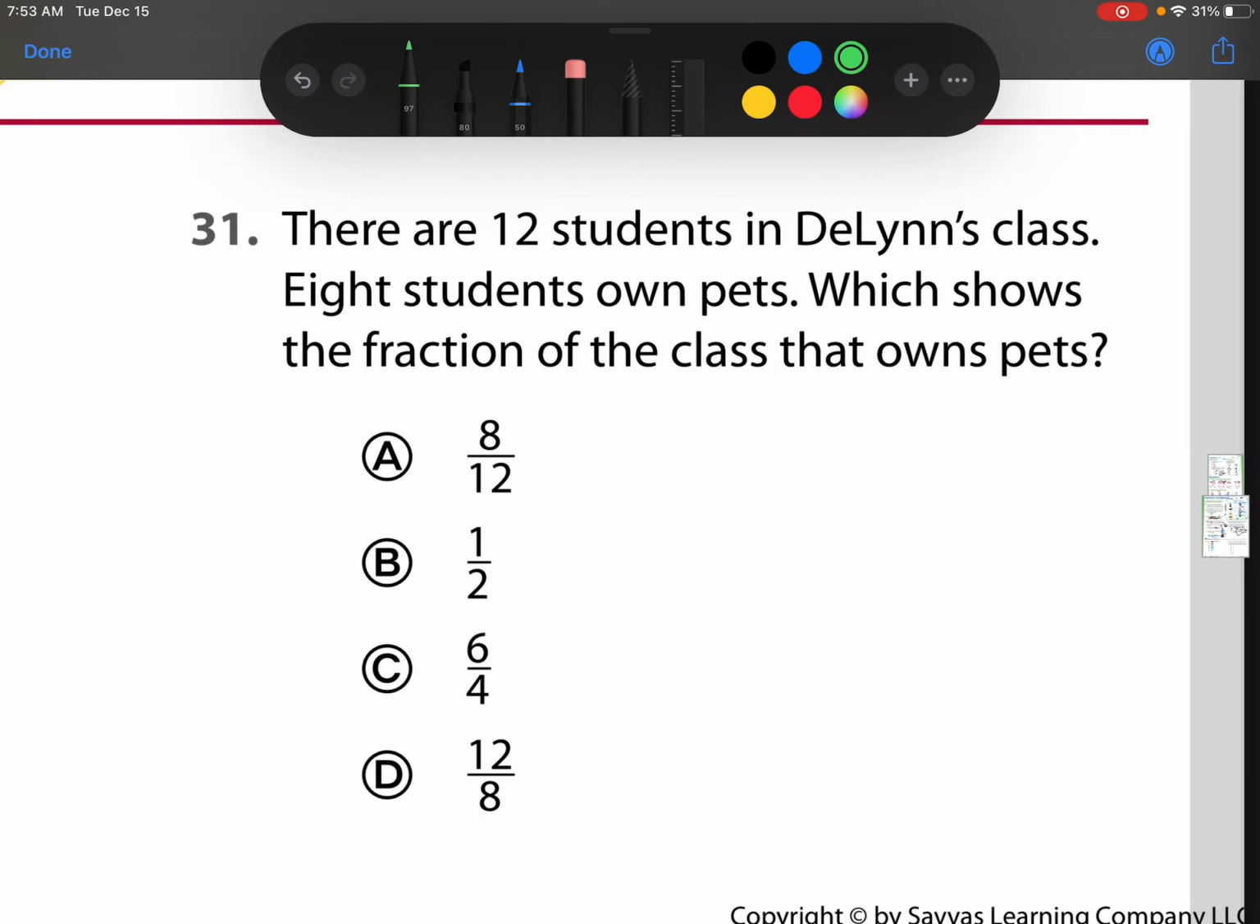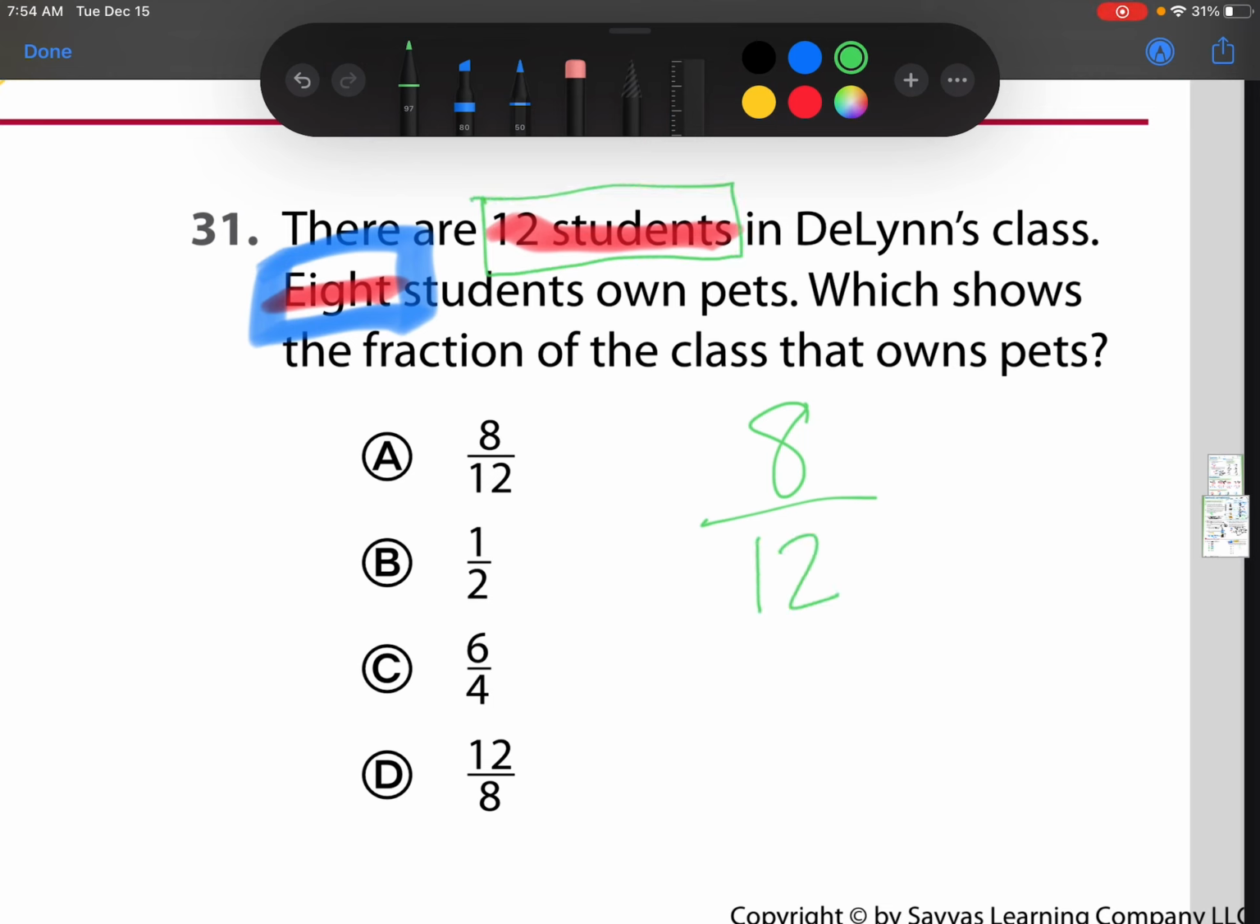Now for number 31. There are 12 students, so I'm going to highlight that part in DeLynne's class. 8 students own pets. Which fraction shows the class that owns a pet? Remember, the parts we have is 8. And then our total number, the total amount of people in the class is 12. And we'll notice that's A right here. Good job, you guys.